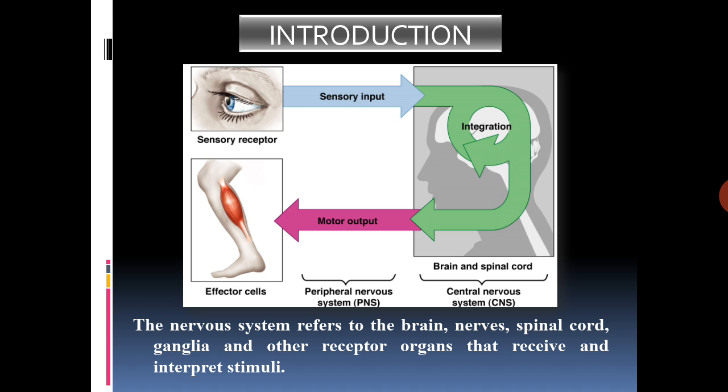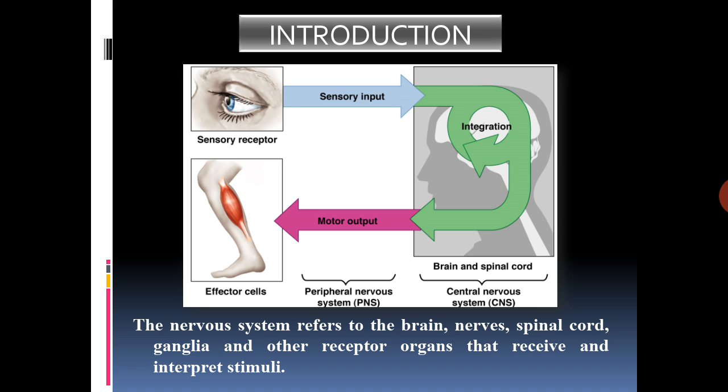The nervous system refers to the brain, nerves, spinal cord, ganglia and other receptor organs that receive and interpret these stimuli or these changes. Stimuli is anything that stimulates the senses of an organism, the sense organs, our eyes, our ears. And the nervous system performs 3 basic functions.